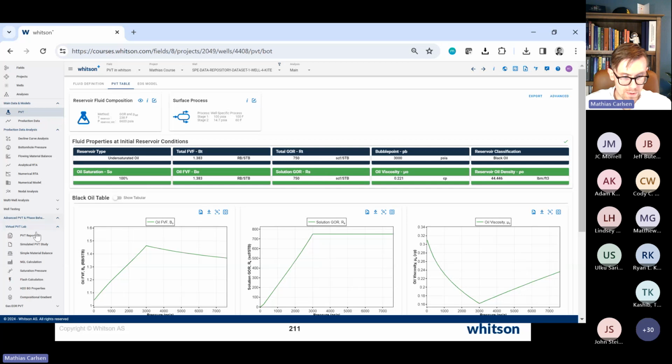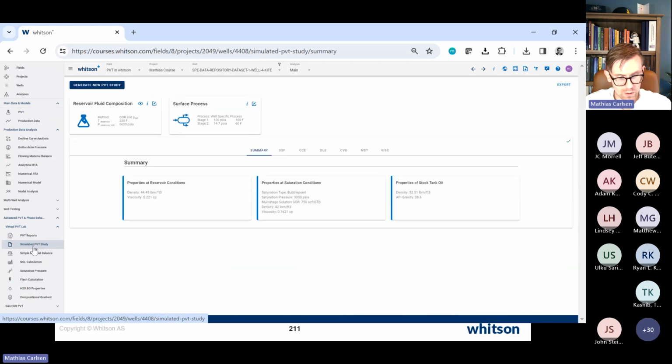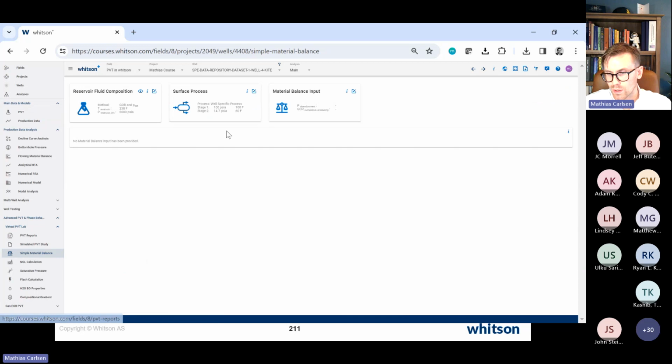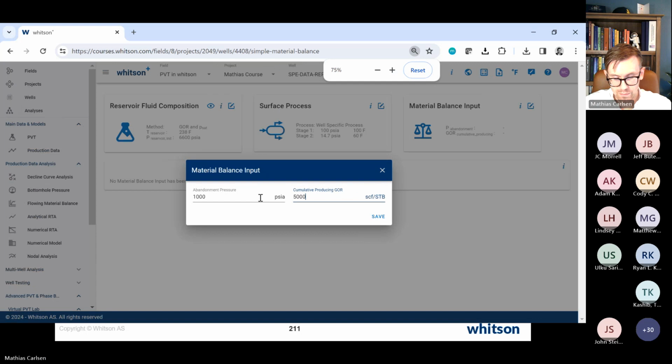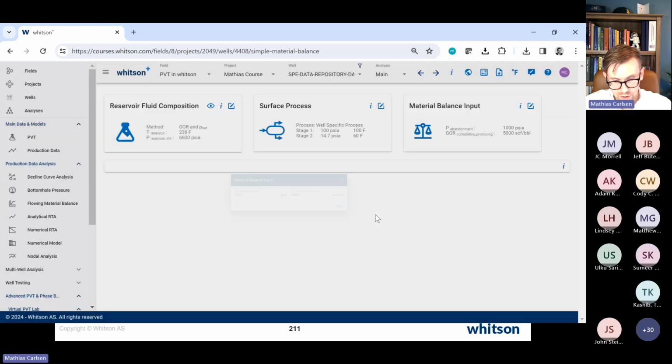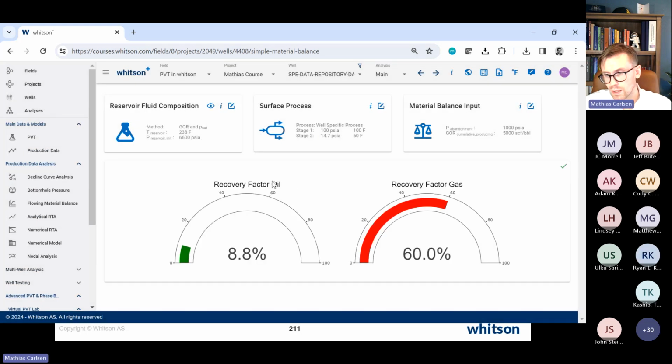So if we go all the way down here, it doesn't require any simulation or anything fancy. Go down to simple material balance, and we input an abandonment pressure of 1,000 and a cumulative GUR of 5,000. Okay. When we click save here, if those things were true, these are the recovery factors that we should be looking at for this case.